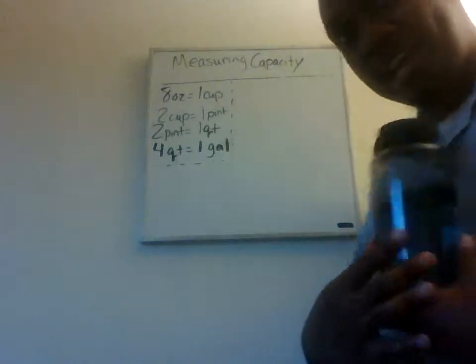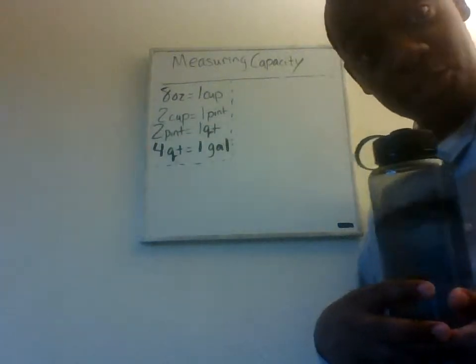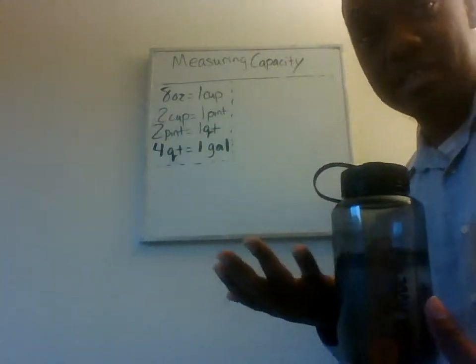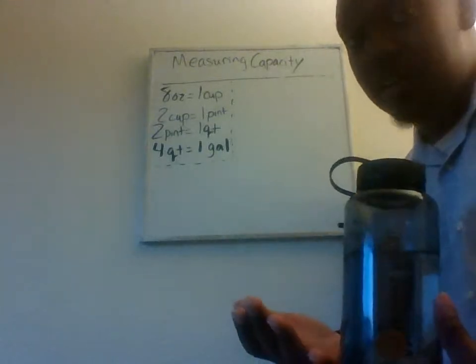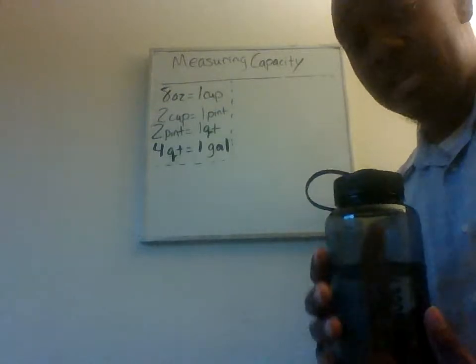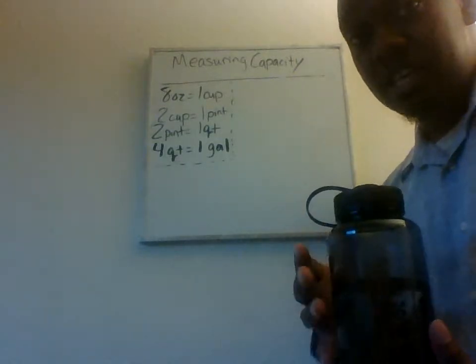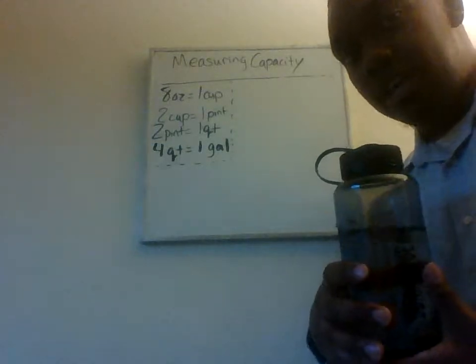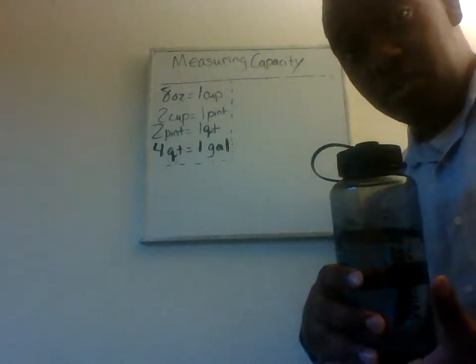It's funny that I'm doing that at this moment because we're talking about measuring capacity. Capacity is the amount that an object can hold. So it's very similar to volume. A volume is the amount of space an object takes up. Well, if something takes up that amount of space, that means it can hold that amount of space. So there is a very simple correlation between those two things.